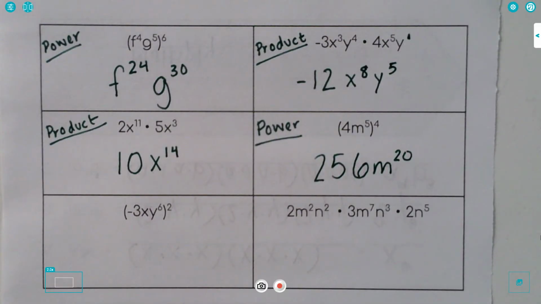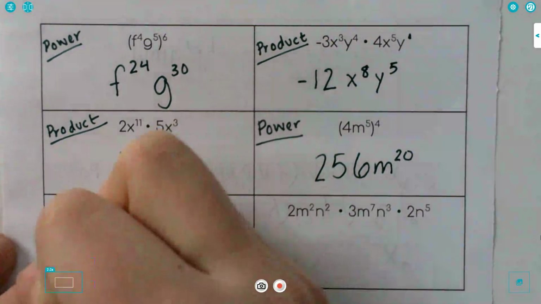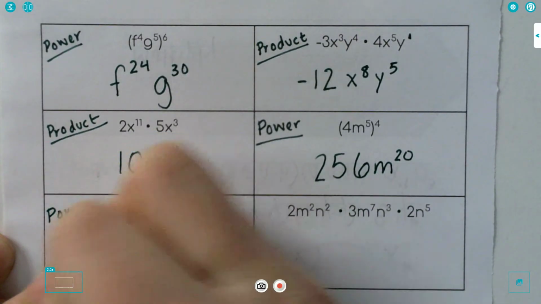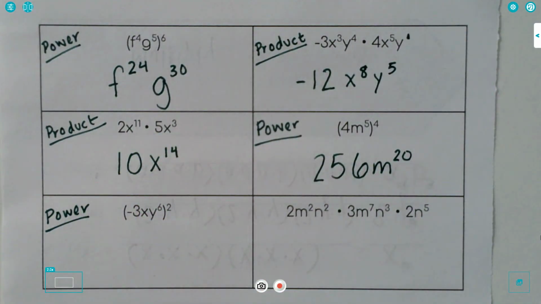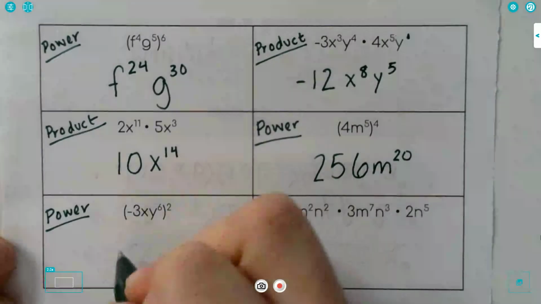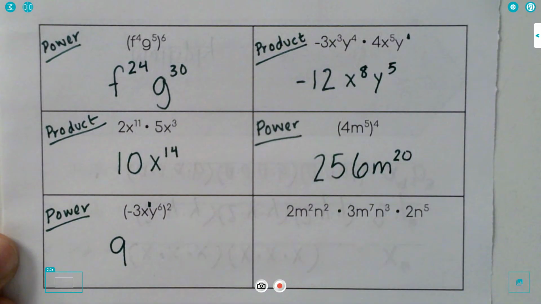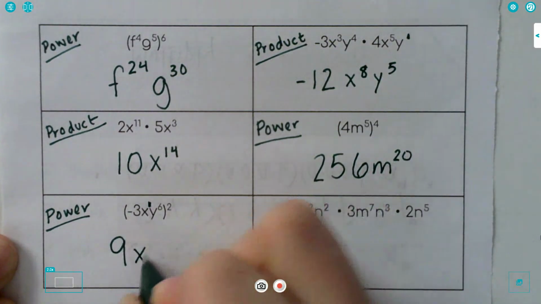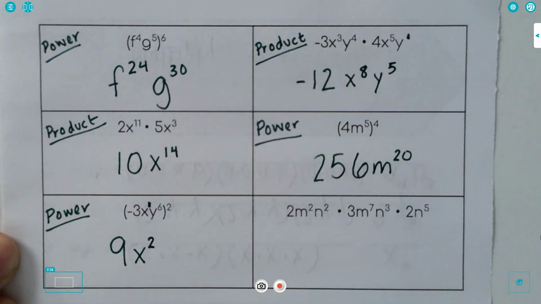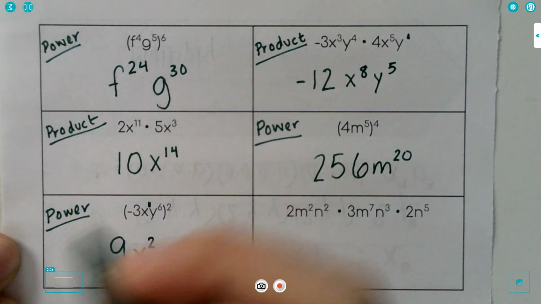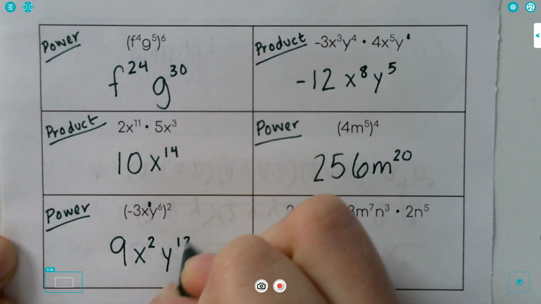Hey, last one. Next one I've got, this is another power rule. Anytime I see parentheses today, it's probably going to be power rule. I need to do -3 squared. What is -3 squared? Positive 9. Because remember, a negative times negative is positive. I've got an imaginary 1 right here. So I can do 1 times 2 to have x squared. And then I can do 6 times 2 to have y to the 12th.